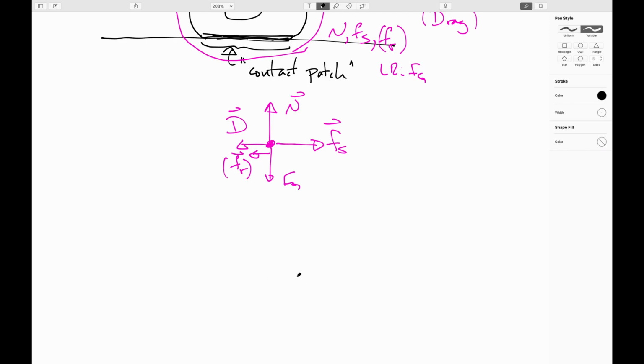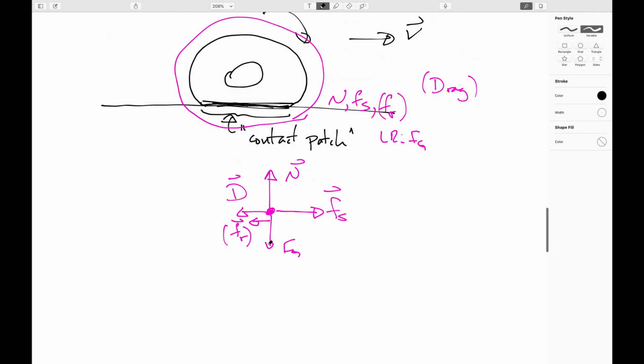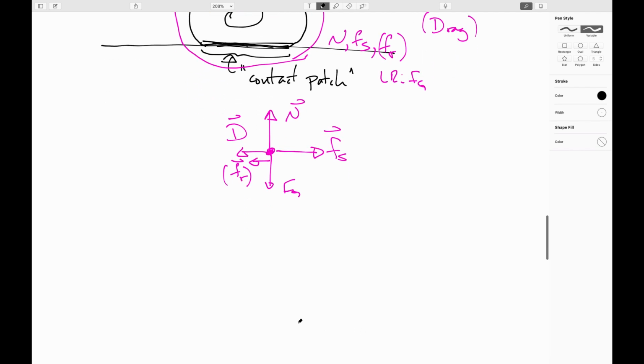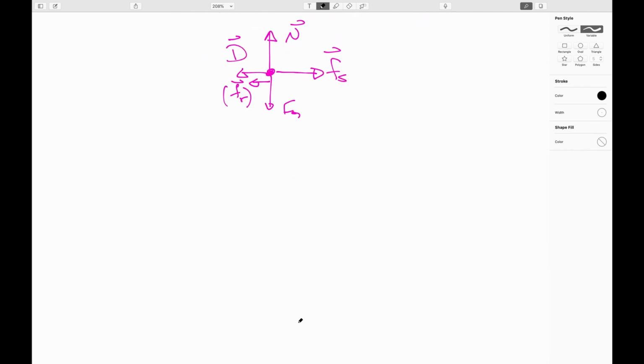So when drag, oh, by the way, before I forget, this is also why you tend to see more tire buildup in front of traffic lights, because there the car needs to accelerate forward, requiring a bigger force of static friction forward. You tend to lay down a little more rubber there. All right, anyway, moving on.